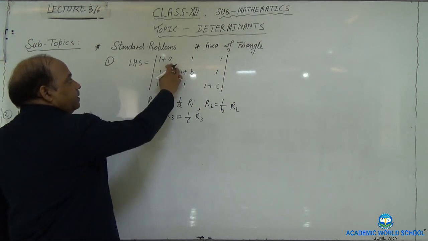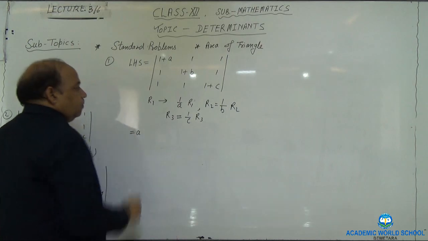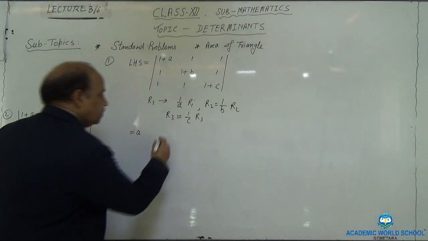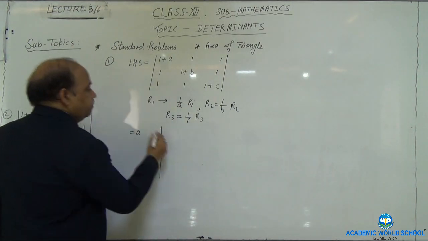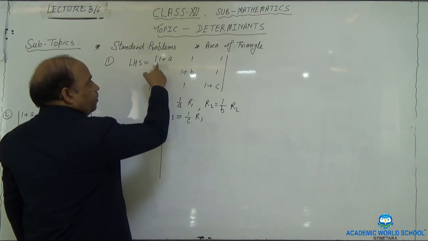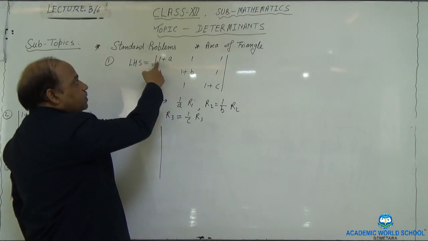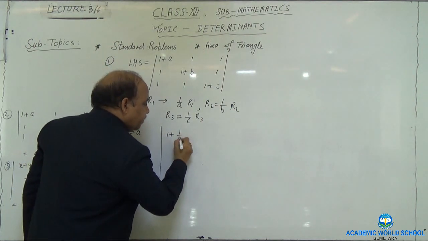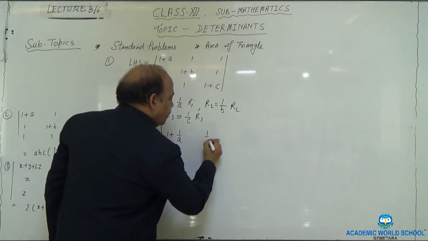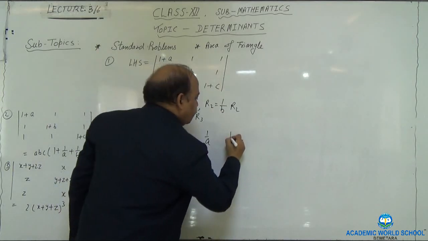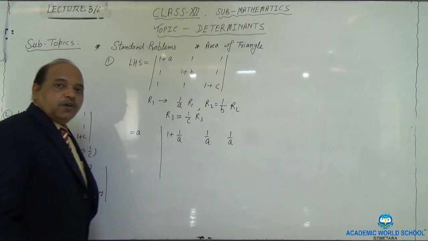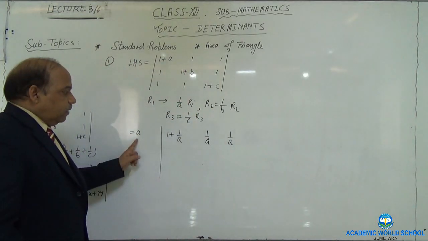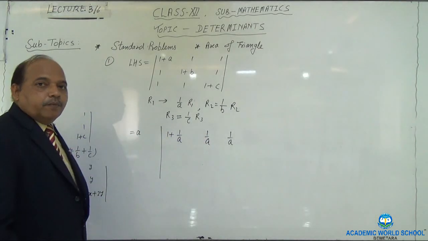I have taken A common from the first row. So my first row will become, look at this, A is common but A is not present here, so it will become 1 upon A. So this becomes 1 plus 1 upon A, this will become 1 upon A, this will also become 1 upon A. I hope you are following that. A is outside, A we have taken common.